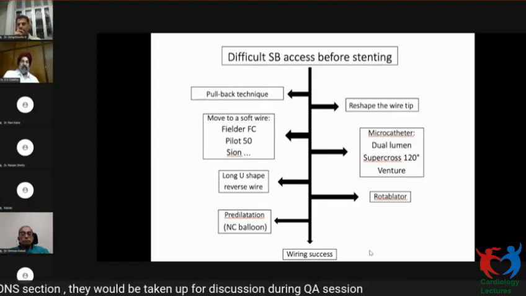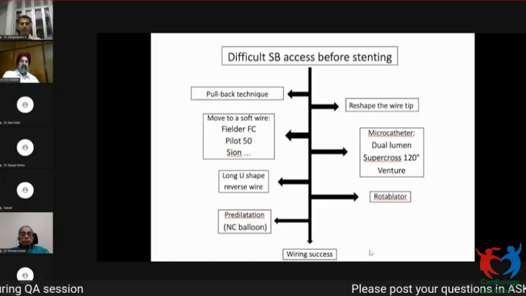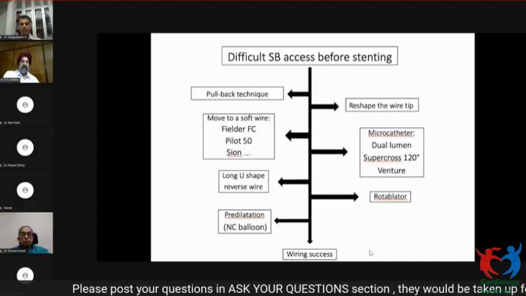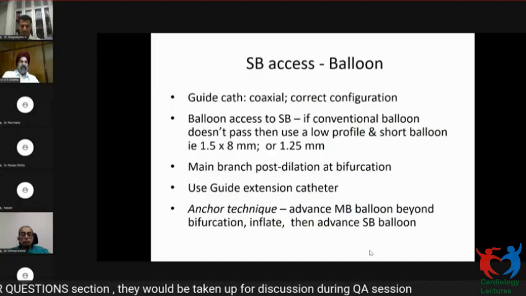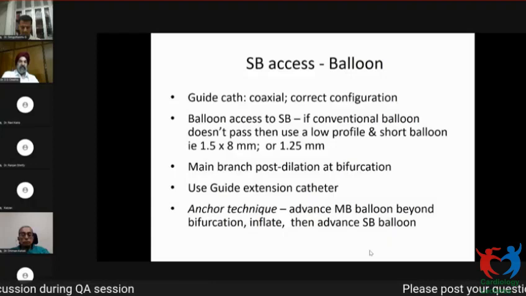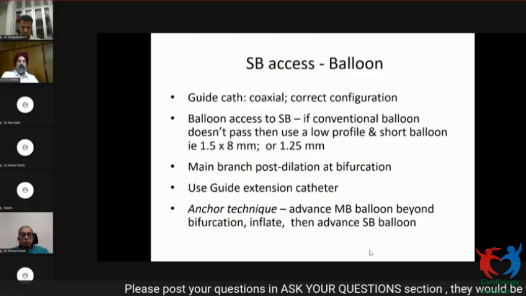So there are multiple techniques which you can adopt to get into the side branch. Well, in two-stent technique, it's very important to finish with kissing. And at times you pass the wire and you're not able to get through, then it is always advisable to use smaller profile balloons. You even have now 1 millimeter balloons. You can use 1.25 or 1.5 millimeter balloon. Open the cells and that will give you access.